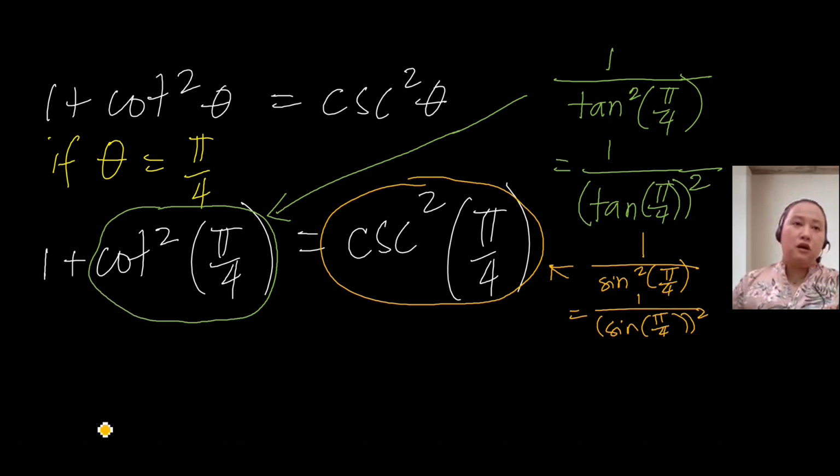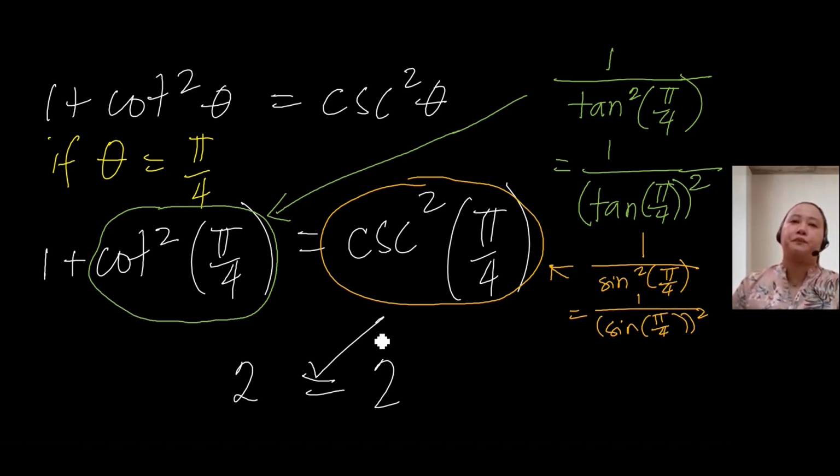So the answer on the left is 2, and on the right we also have 2. So we can say that they are really equal. Again, this given is one of the trigonometric identities, so whatever value you use for theta, the left is still equal to the right. Okay, let us go back to the PowerPoint.